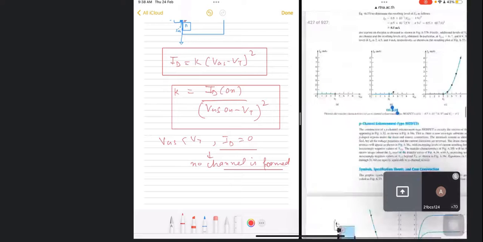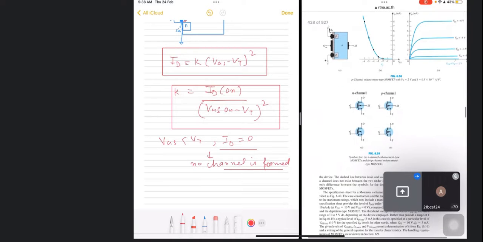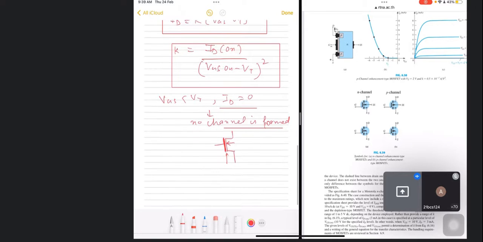ओके, and this is how we are symbolizing them. N channel because electrons will move. This is the difference actually. हम थोड़ा सा गैप रखते हैं. अब आप देखो ना, there is a gap between these two lines here. That is because of silicon dioxide. Okay, insulator basically. So this is N channel.